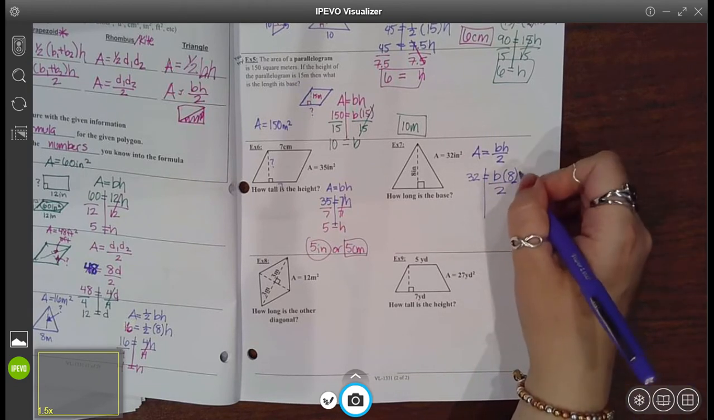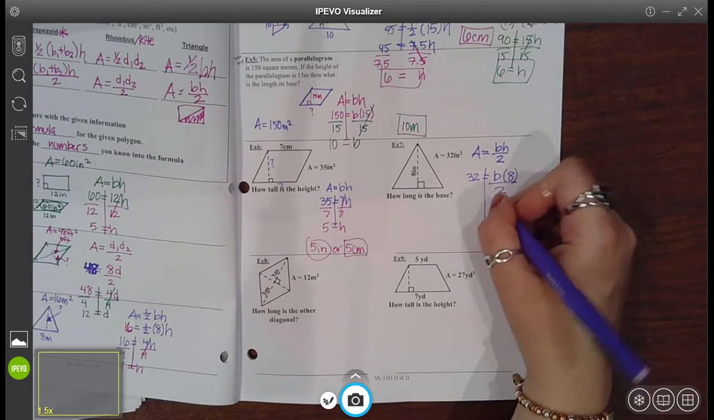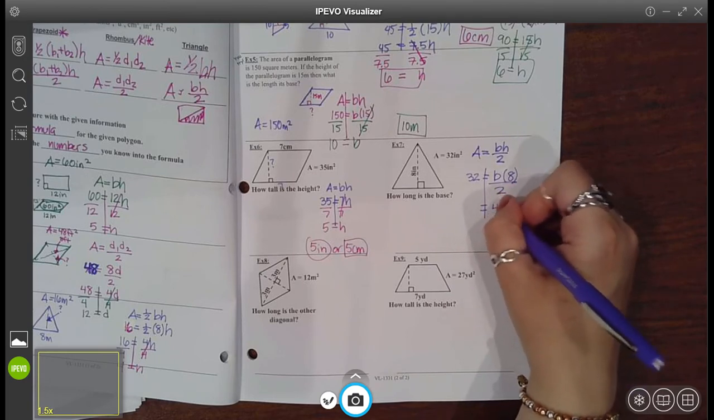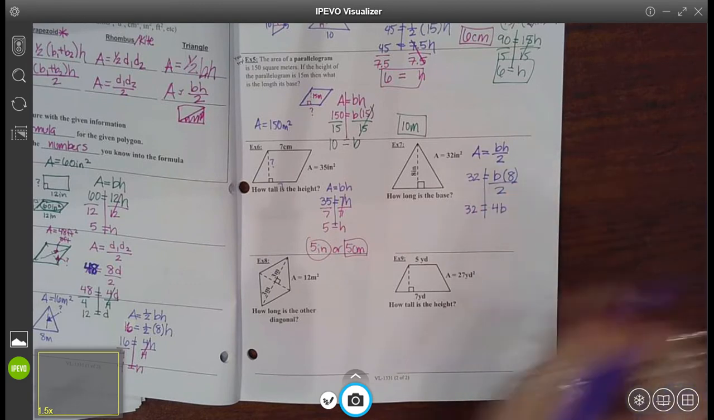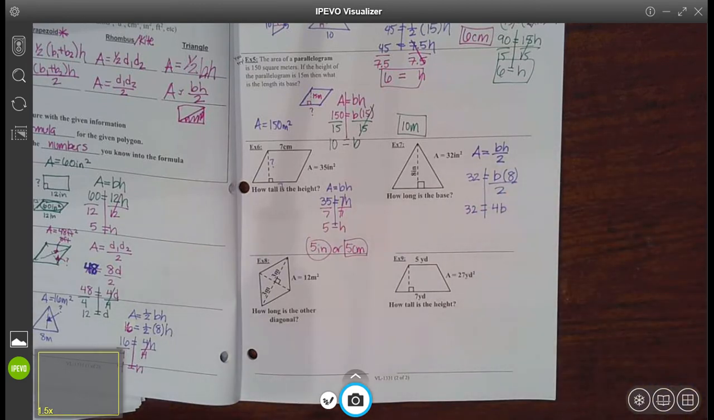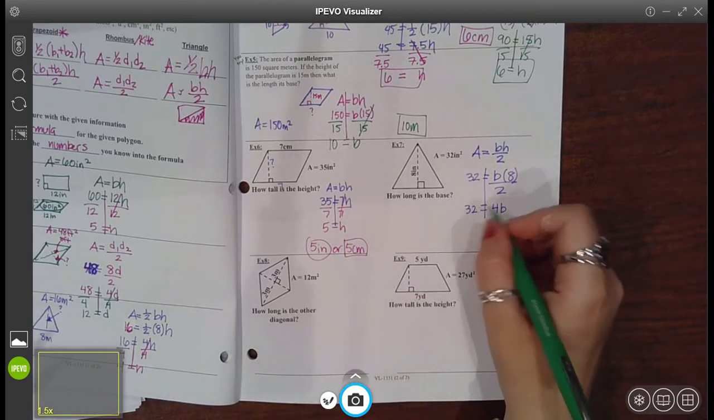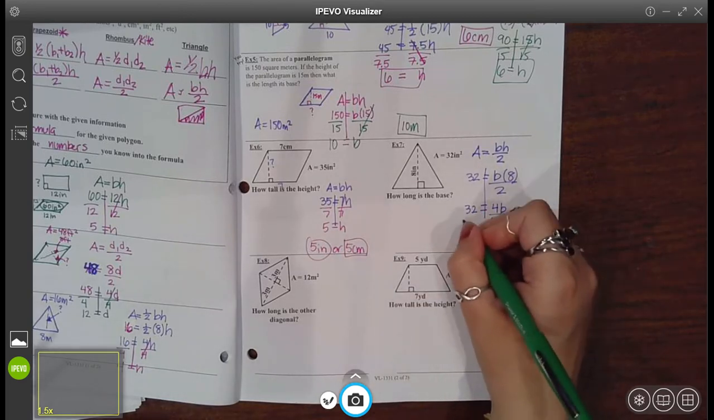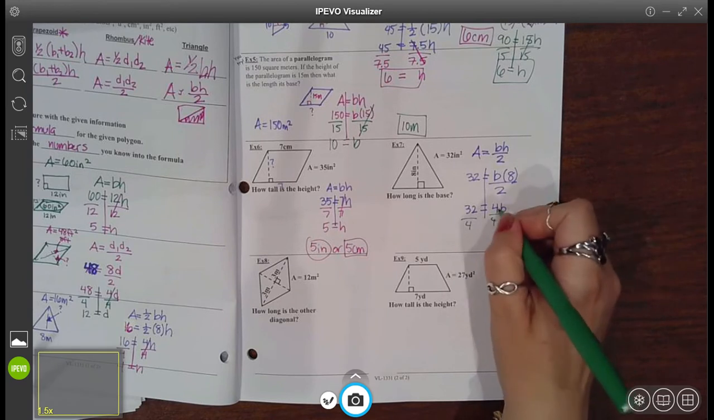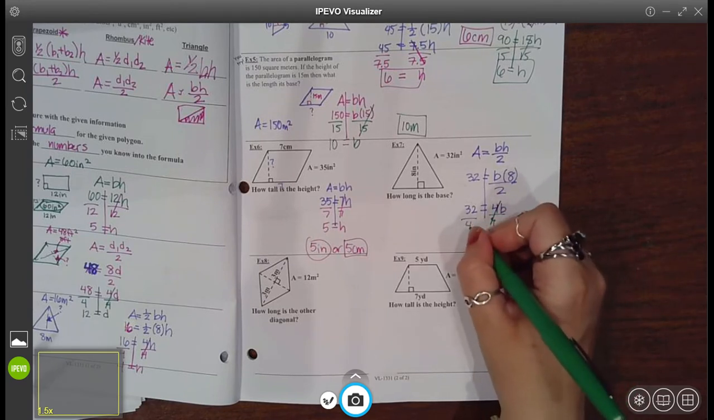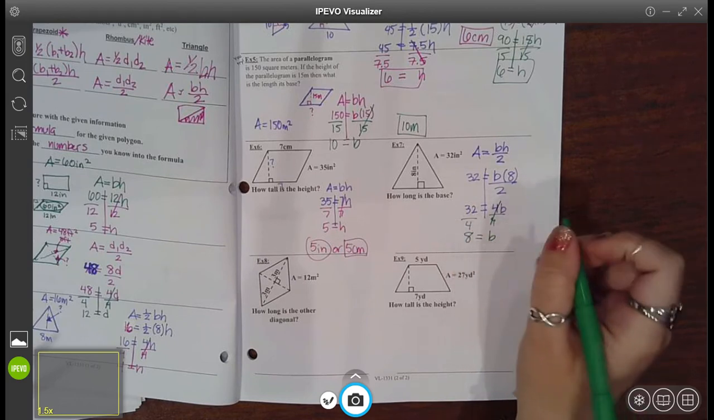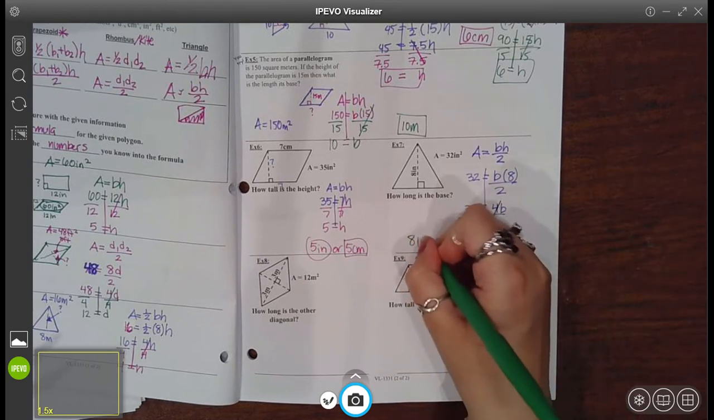So I can simplify this side first. 8 divided by 2 is 4. So now you have b times 4, or 4b. And bring down your equals 32. How do you get b by itself? Well, 4 times what is 32? Divide both sides by 4. 4 divided by 4 is 1, b. And 32 divided by 4 is 8. So it's 8 inches.